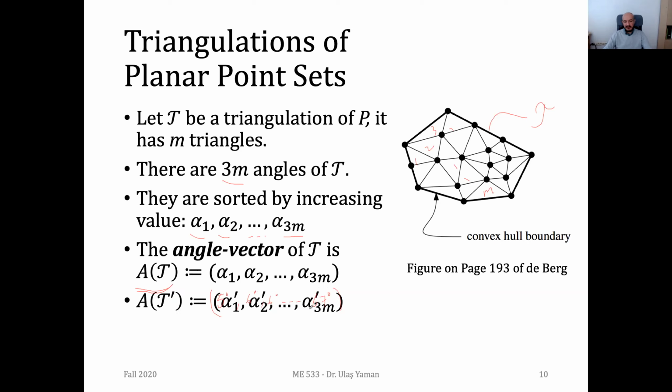And for other triangulations, obviously you have different values. For instance, as I've drawn, 6, 7, 7. This one might have 8, let's say 10, some other values. They will be a bit different, but obviously, since we have the same number of triangles, they will always have the same number of angles in their angle vectors.